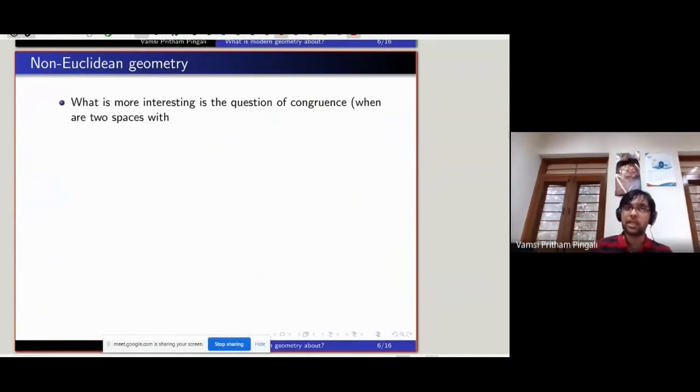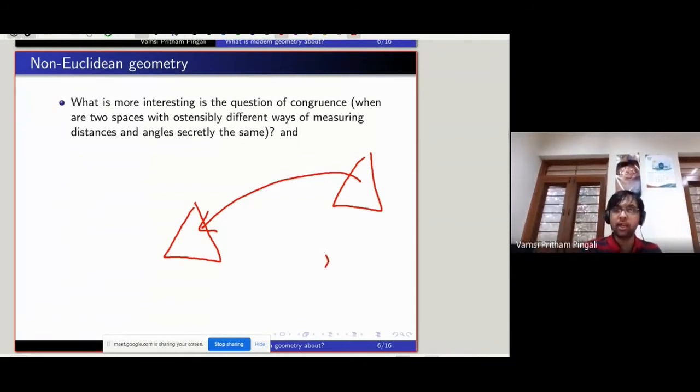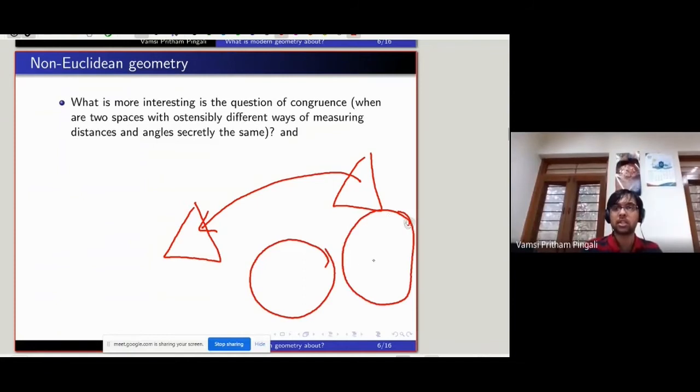When are two spaces with apparently different ways of measuring distances and angles secretly the same? In other words, when are two triangles congruent? When you can superimpose one on the other. When are two spheres congruent? Surely this sphere and this sphere are not congruent, right? This is larger than this. So when are two spheres congruent? When you can superimpose one on the other.